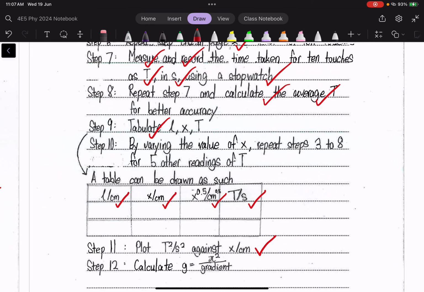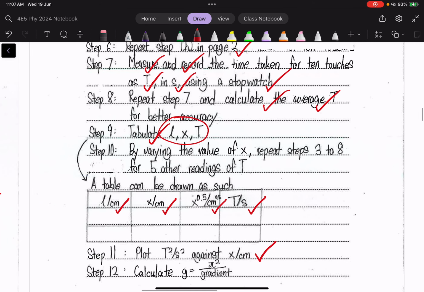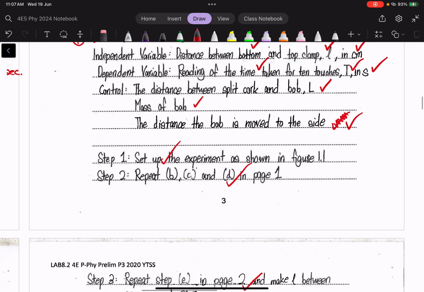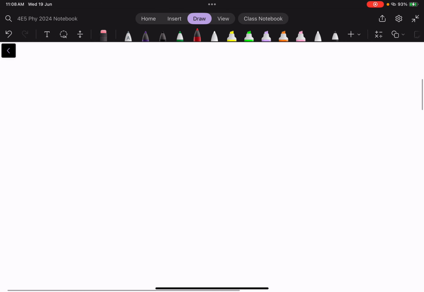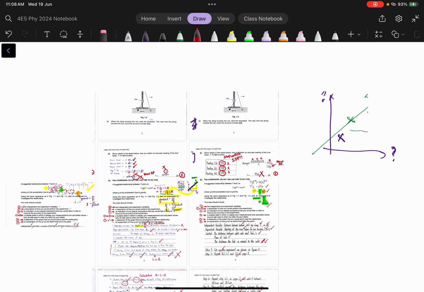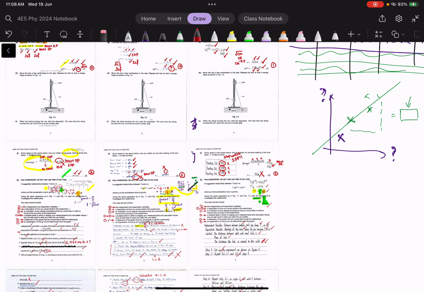Tabulate. Very good. Unfortunately, incomplete because you need this, so this one is incomplete. Then by varying this, 5 other readings of T. For me, for that one mistake down there, I would highly give a 1, but if benchmarking is strict, they may give 0. So good job for the planning. So I will pause here. You can go and take a break. Then there will be another 2 more videos for Q2 and Q3.